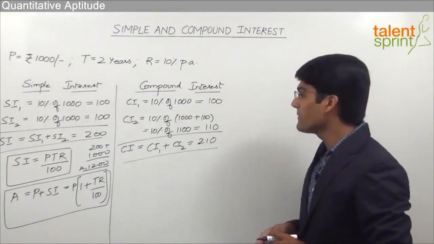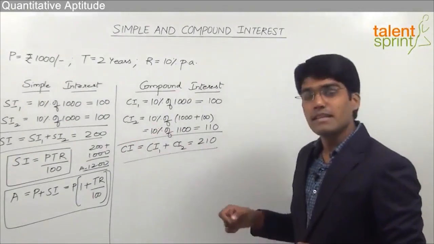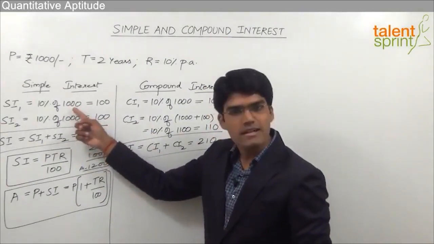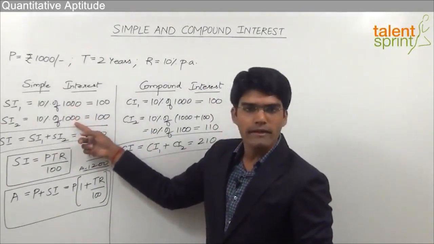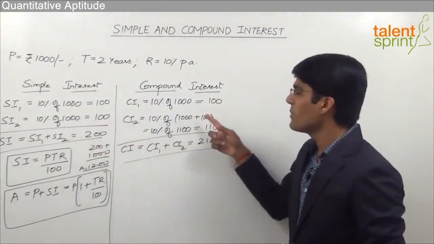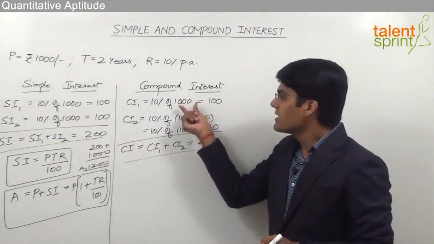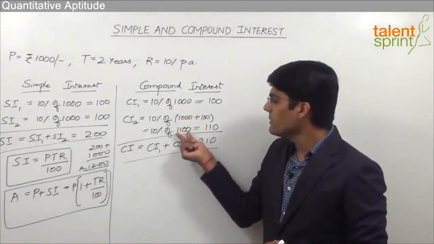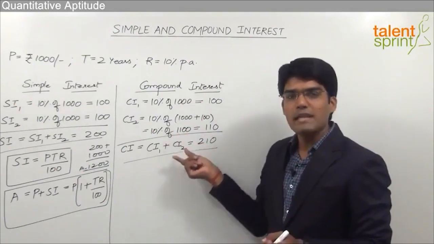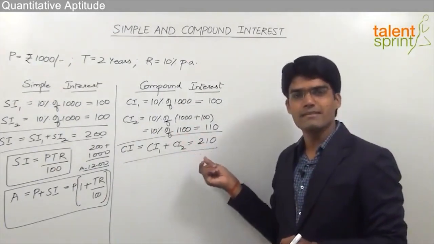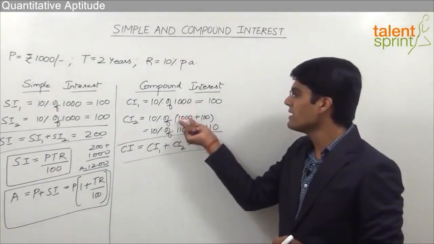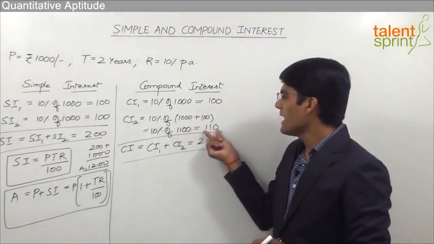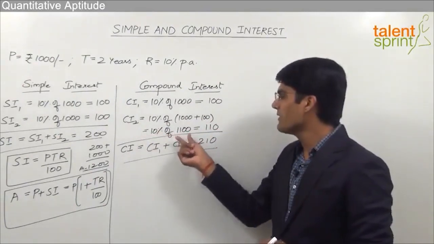So as you can see here, the difference in case of SI and CI is, in case of SI, that is simple interest, the principal remains constant. For the first year it is 1000, for the second year also it remains 1000 rupees. But in case of compound interest, the principal changes. As you can see here, for the first year the principal was 1000, but for the second year the principal will be 1100 rupees. Why 1100 rupees? The principal for the second year is principal of first year, that is 1000, plus interest of first year, that is 100. So the total principal will be 1100 and the interest comes out to be 10% of 1100, which is 110 rupees.